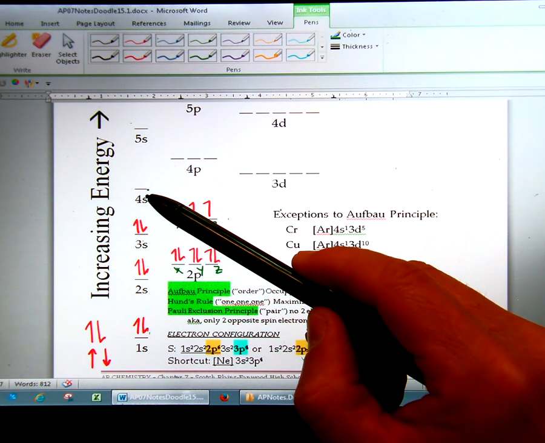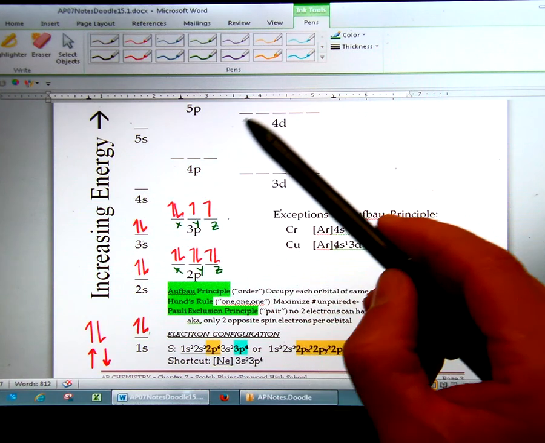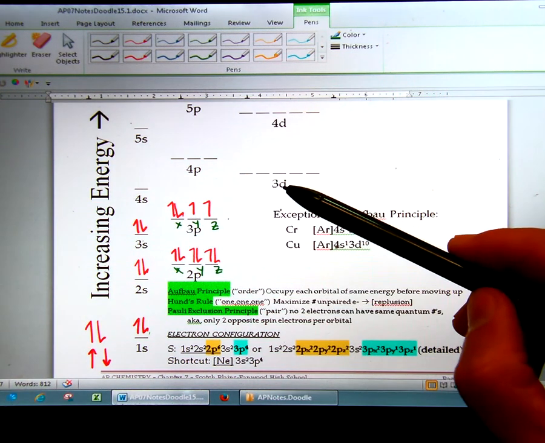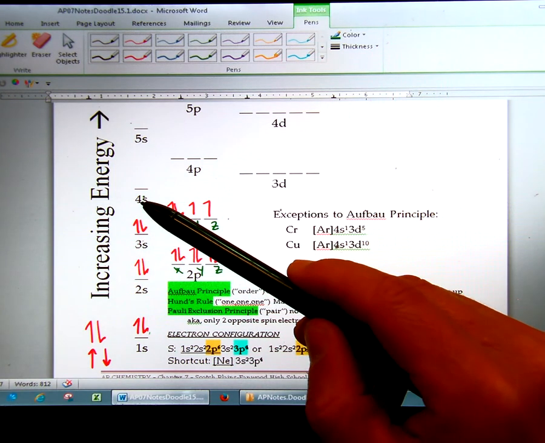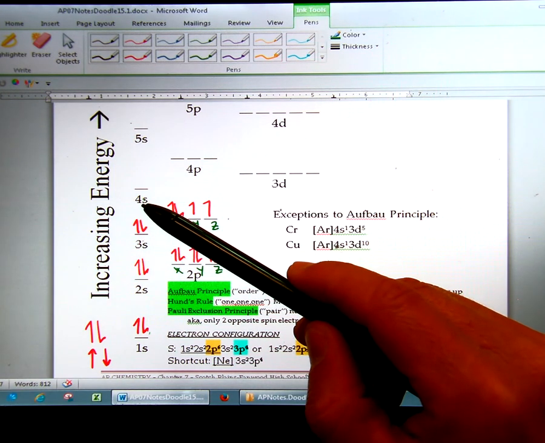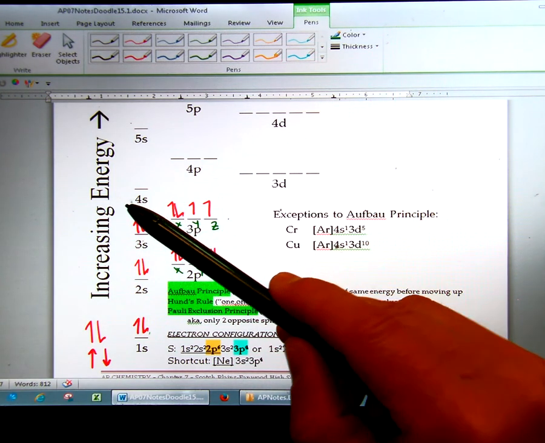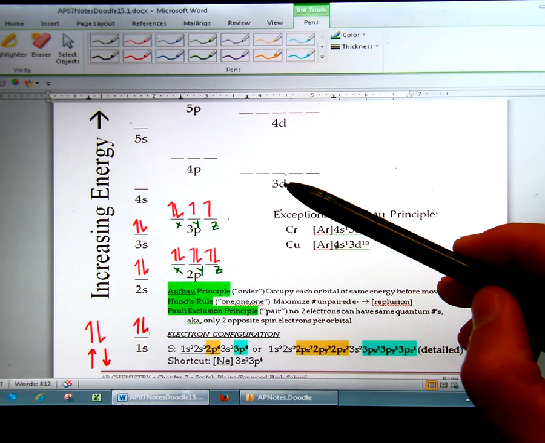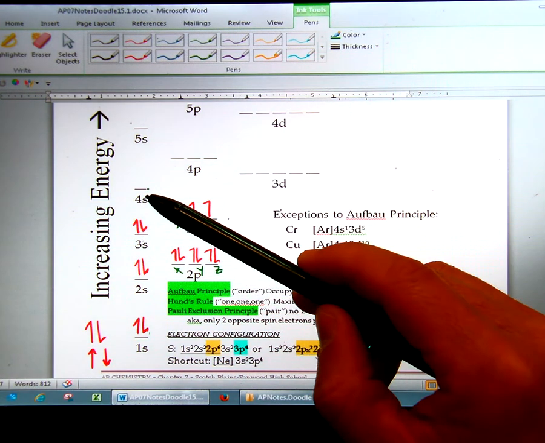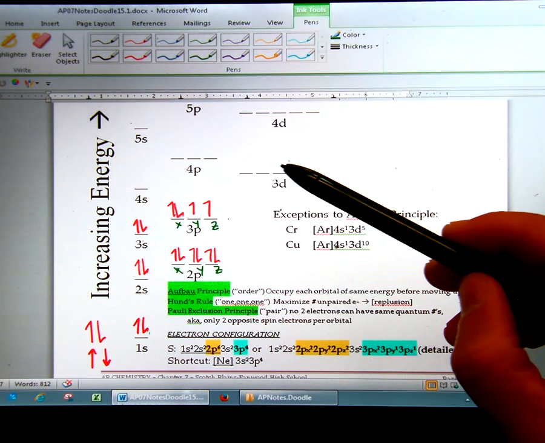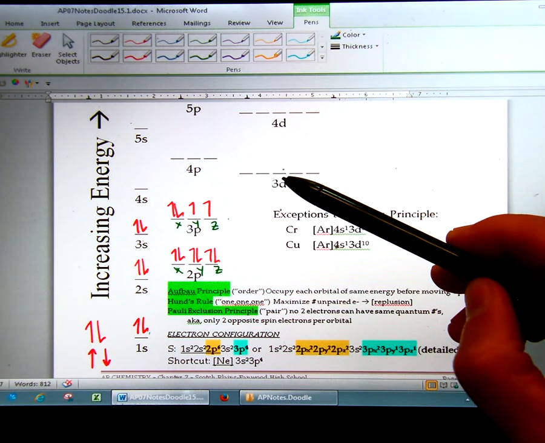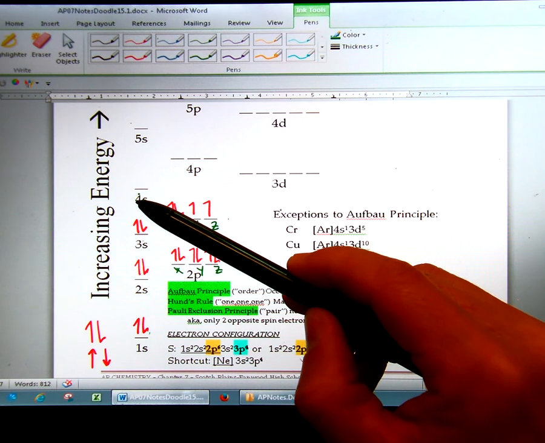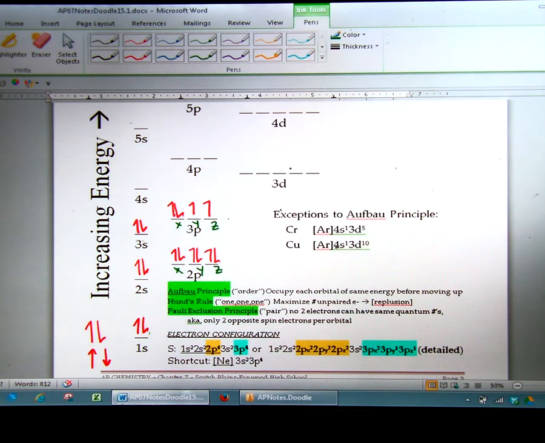However, the 4 is still part of a higher level. So who's going to graduate first? The 4th grader or the 3rd grader? If all goes well, the 4th grader will graduate first. So that means this 4S is part of a higher level, although the 3D has higher energy than the 4S. So the 3rd level does have an orbital set that has higher energy than the 4th level. However, this is still part of the 4th, and this is still part of the 3rd.